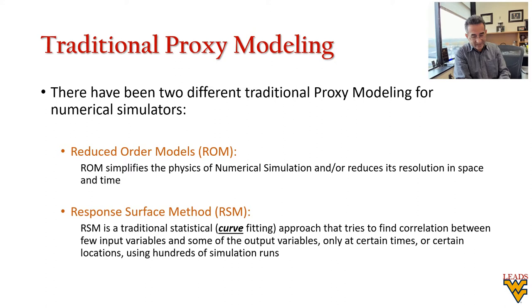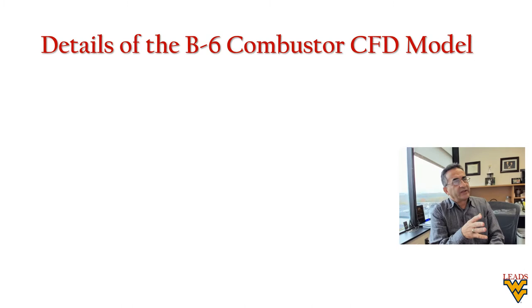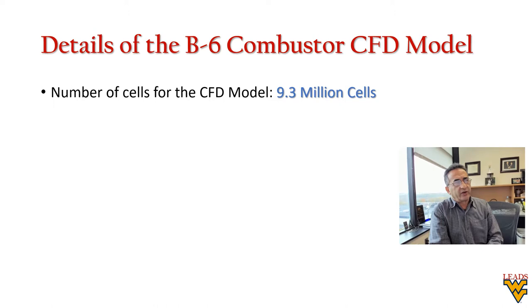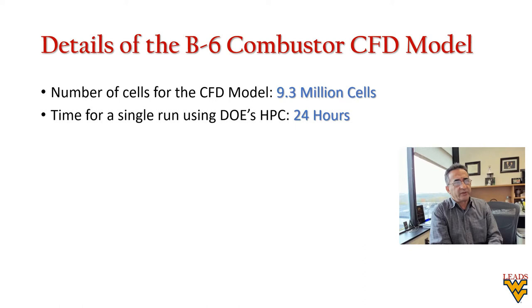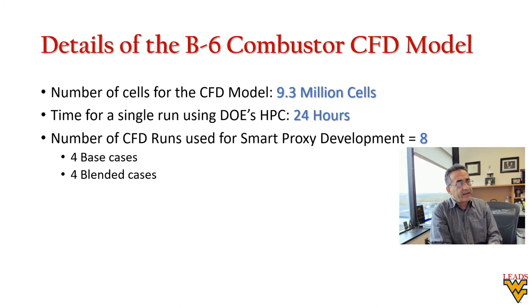The details of this particular CFD model include that the CFD model was developed using 9.3 million cells, and a single run of this Fluent model on DOE's high performance computing, which had 40 CPUs, takes 24 hours. In order to perform this smart proxy modeling, we require only eight CFD runs. Four of them were called base case, and four of them were blended case. I will explain them in a second.